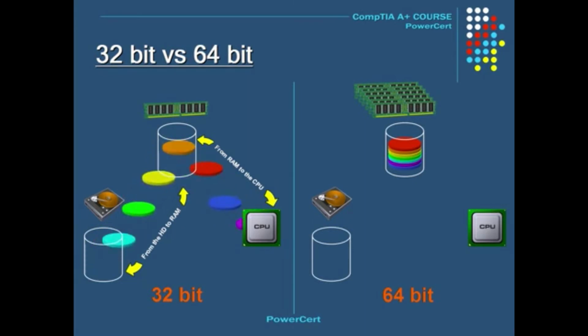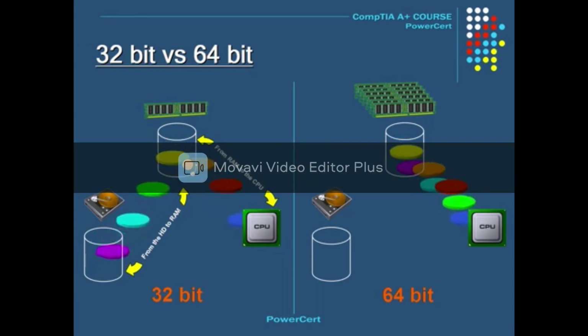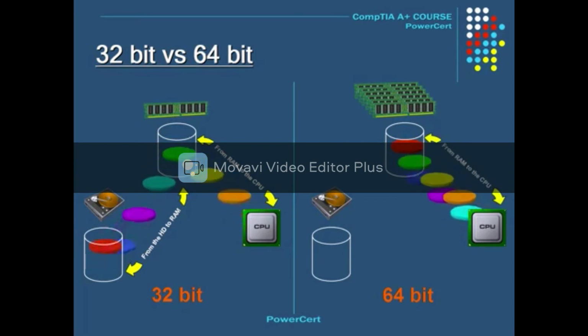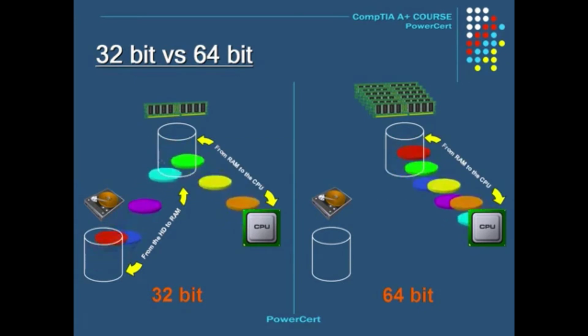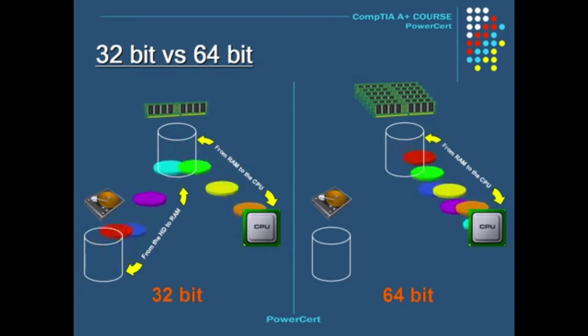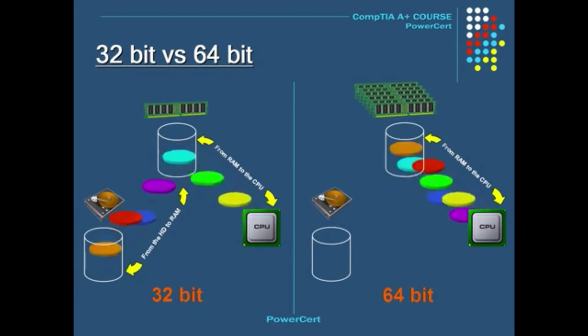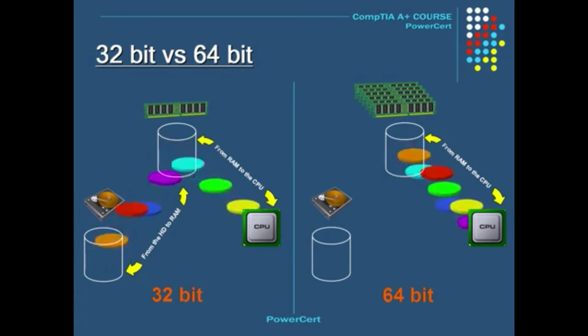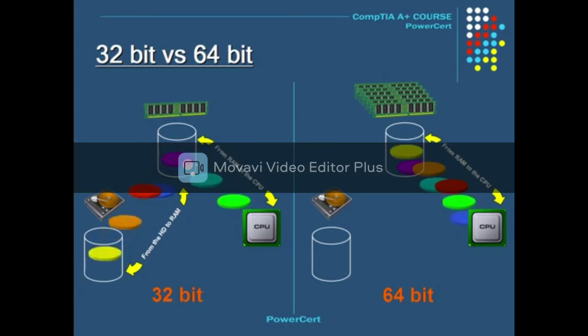But in a 64-bit system, it's able to store a lot more memory than 4 gigabytes, which means that more data can be loaded into the faster RAM than on a slower hard drive. And because it can store more data on the faster RAM than on a slower hard drive, the computer is able to run a lot faster. So in a nutshell, this is why a 64-bit system is faster than a 32-bit system.